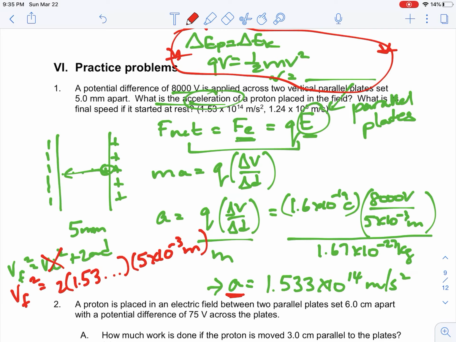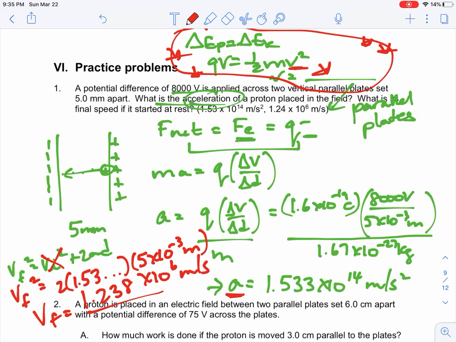And then, of course, we square root. And I get 1.238. So VF is equal to 1.238 times 10 to the 6 meters per second. And you'll get the same thing if you had done it this way. So if you'd done it using conservation of energy, you'll also get that VF. You would just need to stick in your mass of a proton. Again, you get that on your formula sheet.